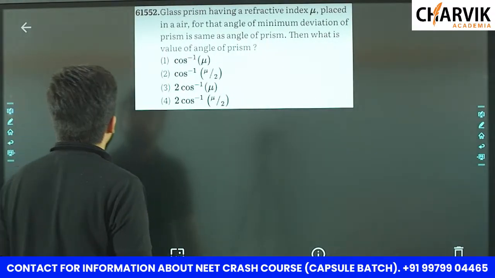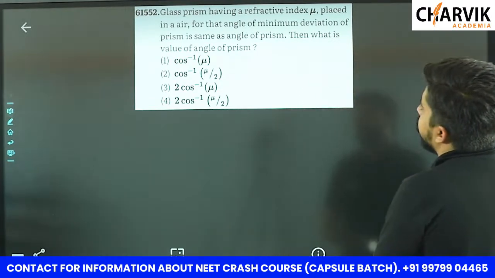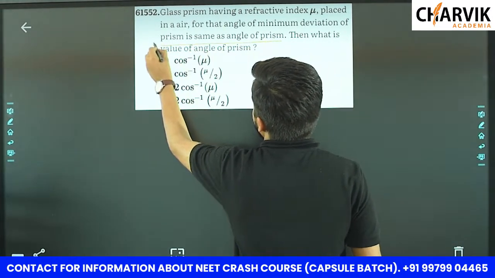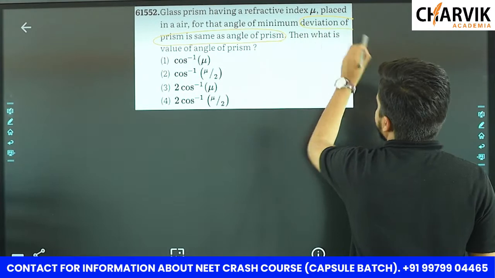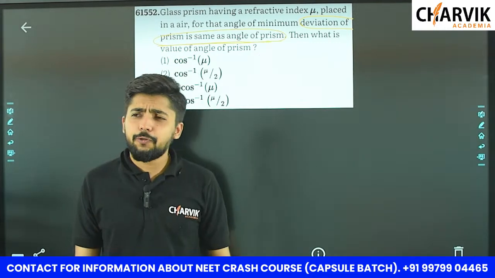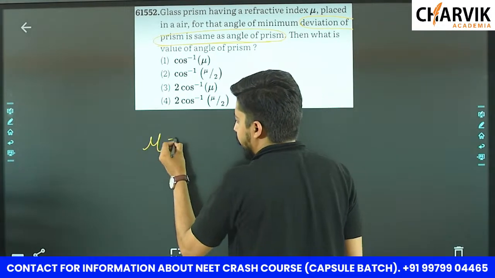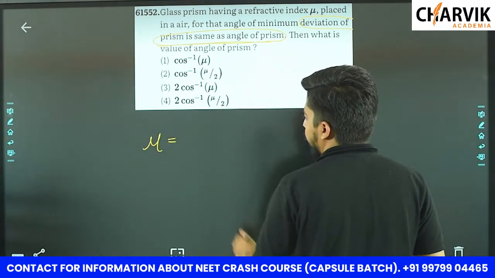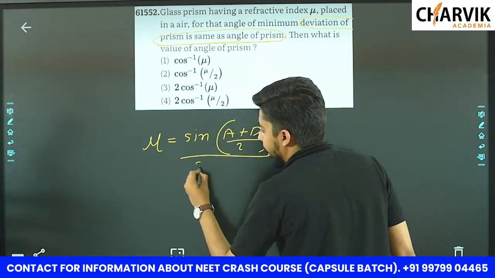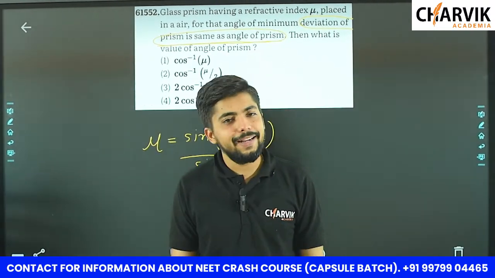So let us see the next question, which says that a glass prism having a refractive index mu is placed in air, and the angle of minimum deviation of the prism is the same as the angle of prism. What is the formula for that? Mu is equal to, whether you write mu or n, all things are the same. So mu is equal to sine of (A plus D) divided by 2, divided by sine of A by 2, where A is the angle of prism and D is the angle of deviation.